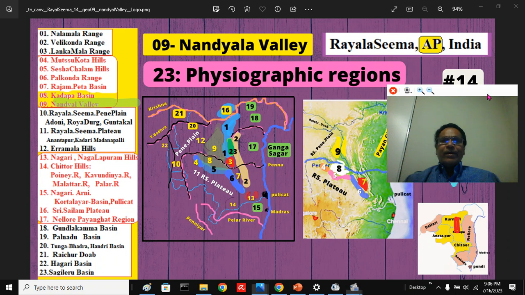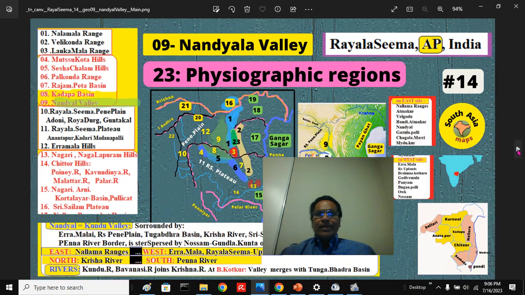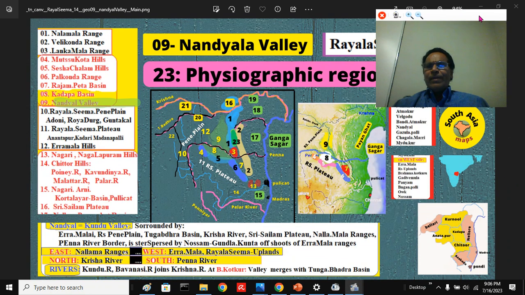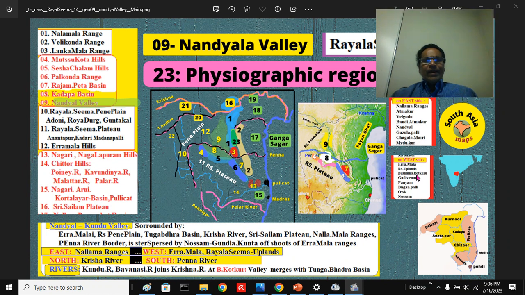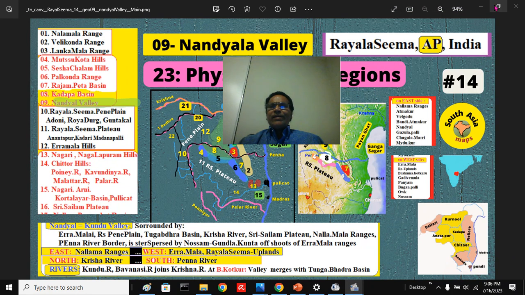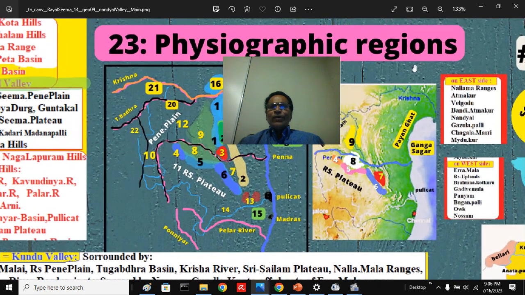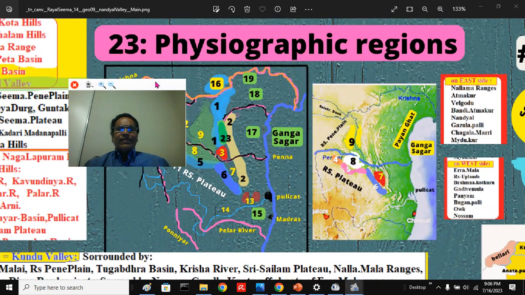So we are talking about the Nandyal valley. You need not remember all of them; once you have a broader idea you can understand it. This is the Nandyal valley, part 9 here, right? This is the Kundu river here. And I will actually show you the towns I mentioned. This is the Nandyal valley, the eastern part. You can see the Nallamala range is almost the eastern part.